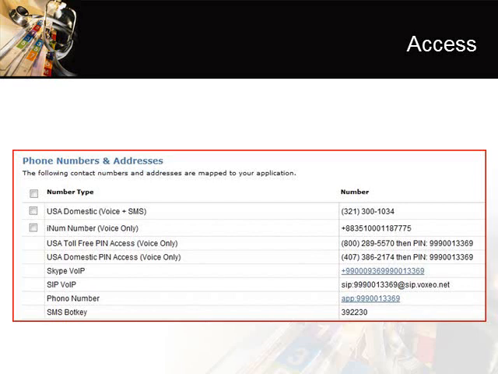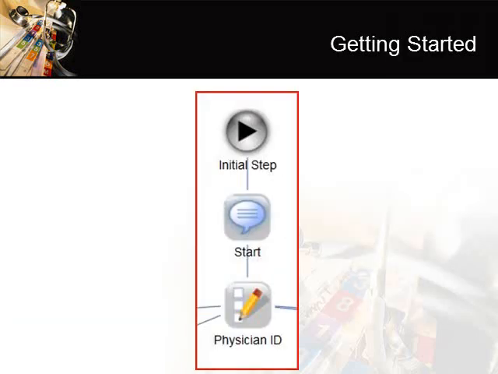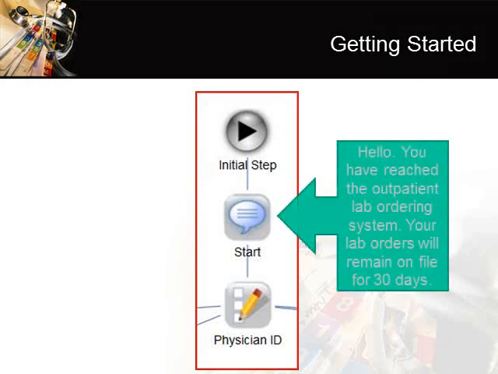A physician starts the process of ordering a lab for their patient by accessing the IVR system. This can be done numerous ways, including dialing a phone number or perhaps using a voice over IP system such as Skype. Once the system is accessed, the IVR plays a prompt. Hello, you have reached the outpatient lab ordering system. Your lab orders will remain on file for 30 days.